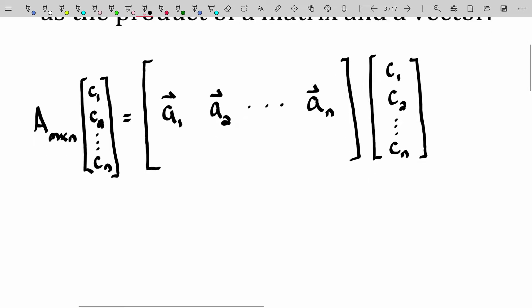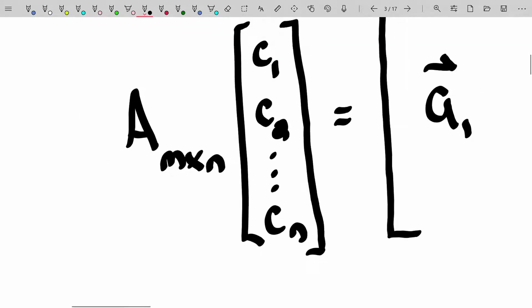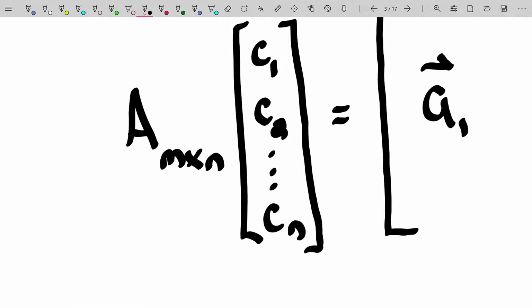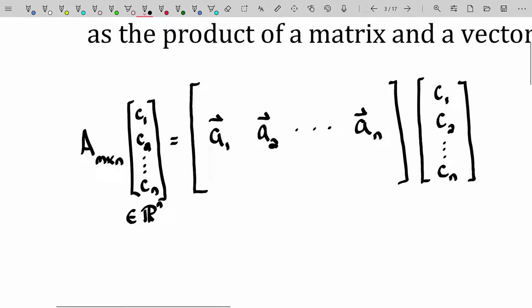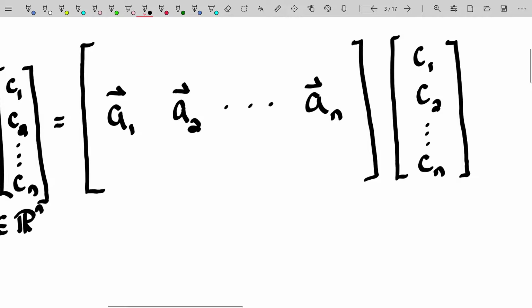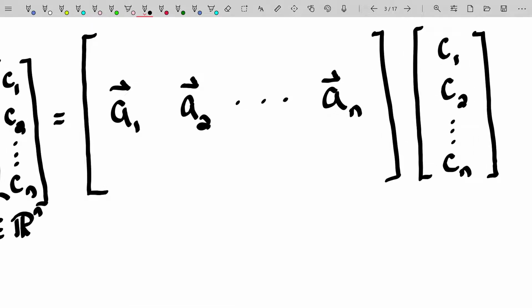Now, just as a reminder, if you have a matrix A, and it's an M by N matrix, M rows, N columns, and you're multiplying it by a vector, and in this case, I'm just calling the vector C sub 1, C sub 2, all the way to C sub n. So it has N elements, or in other words, it's in Rn. Then that product could be written as the product of the matrix A, where the matrix A has been written as a bunch of column vectors.